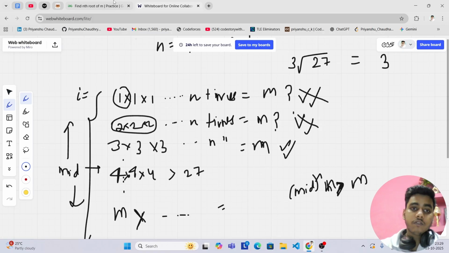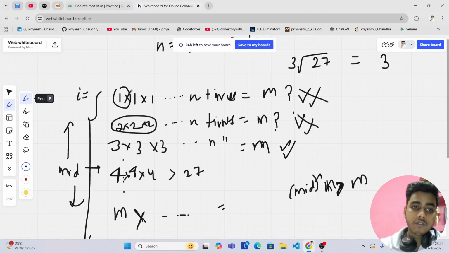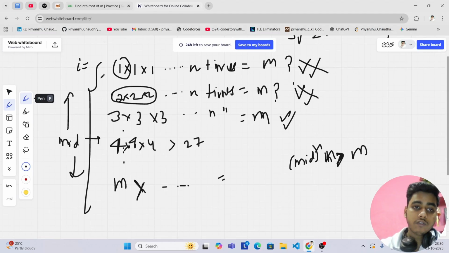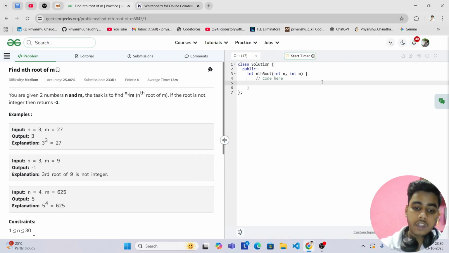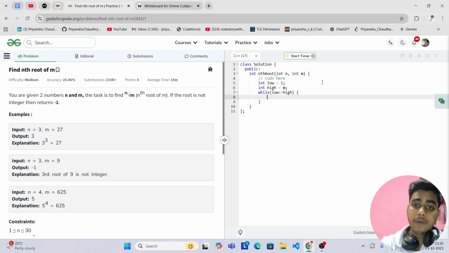All right. So if I go and implement this, what I was doing, I was just applying binary search. So instead of starting a loop, I was saying that I will use binary search. So I can say that my low will be 1, and my high will be, and I have to go till m.